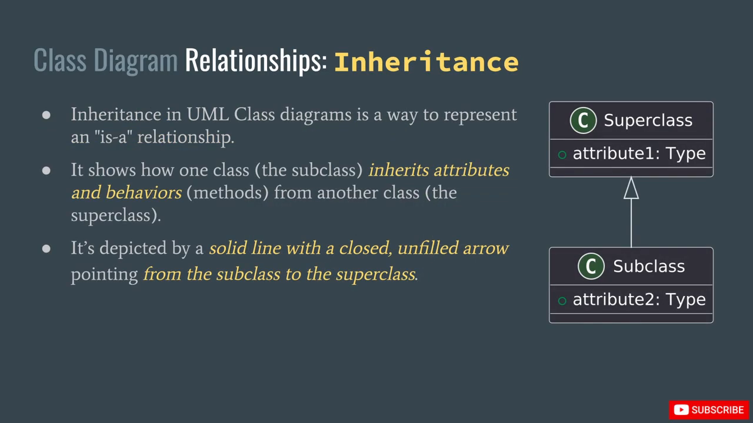Inheritance represents an is-a relationship. It shows how one class, the subclass, inherits attributes and behaviors from another class, the superclass. This relationship is depicted by a solid line with a closed, unfilled arrow pointing from the subclass to the superclass.